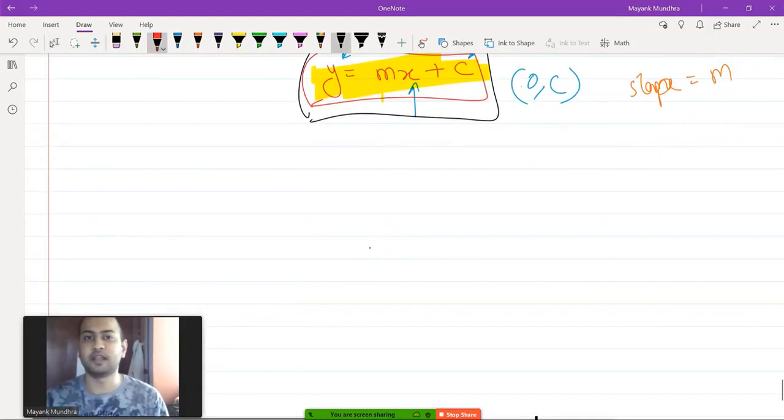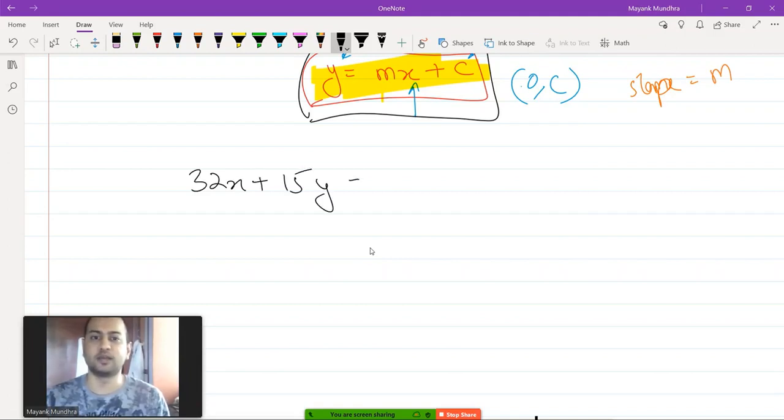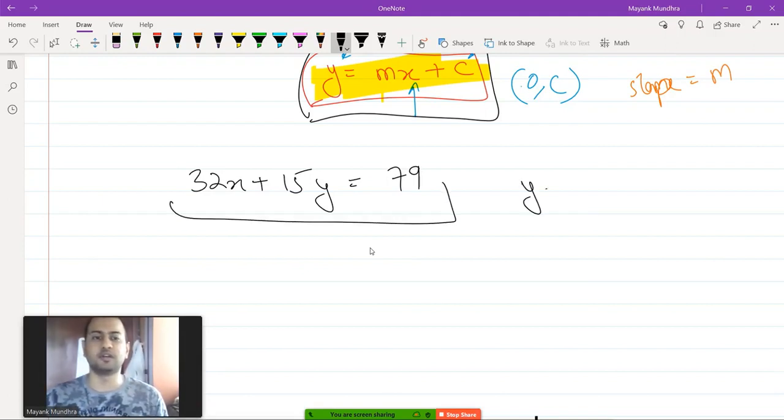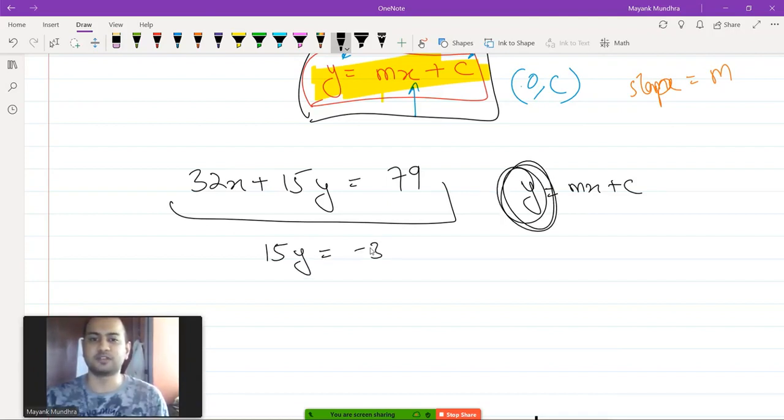For example, I give you the equation of the line as 32x plus 15y equals 79. Suppose I want to plot the equation of this line. So first of all, I'll want to convert it into y equals mx plus c format. So I just need y on one side. So what I'll convert this into is 15y equals minus 32x plus 79.